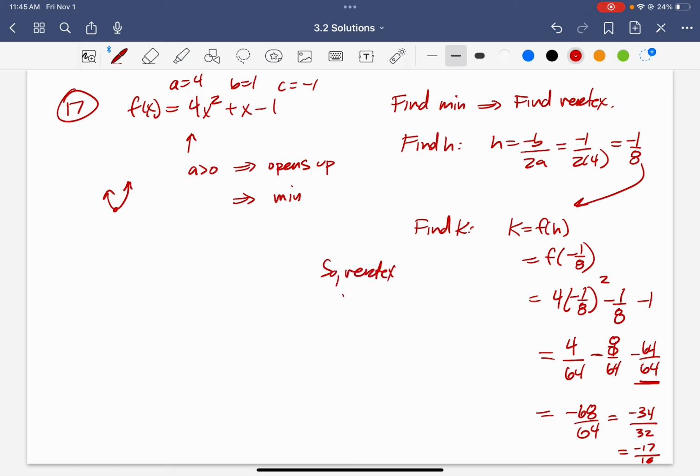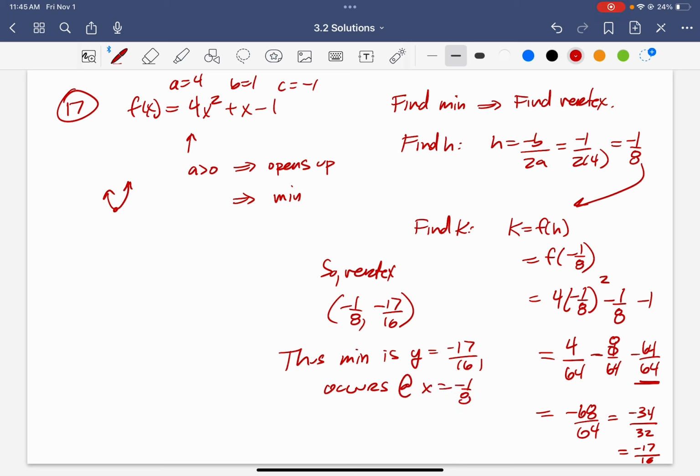So my vertex is negative 1/8, negative 17 16ths. Thus, min is y is equal to negative 17 16ths, occurs at x is equal to negative 1/8. And so axis of symmetry is x is equal to negative 1/8. And that's all that. So that's 17.